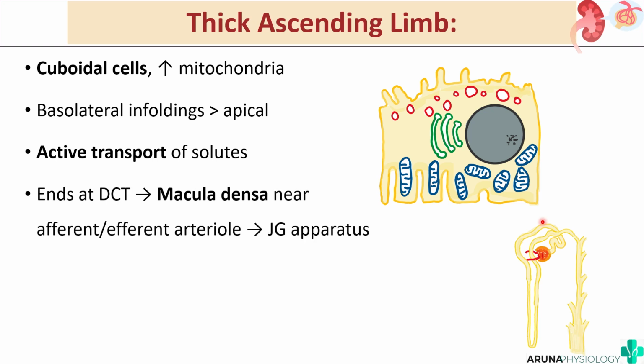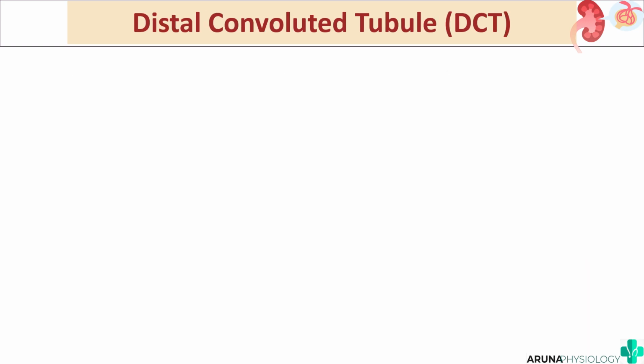And they end at the distal convoluted tubule near the macula densa. That is why I said the thick ascending limb ends with the juxtaglomerular apparatus. That is why I told we can show the diagram like this, so that we can show that the thick ascending limb is passing through the two arterioles. Next, we'll move on to the distal convoluted tubule.